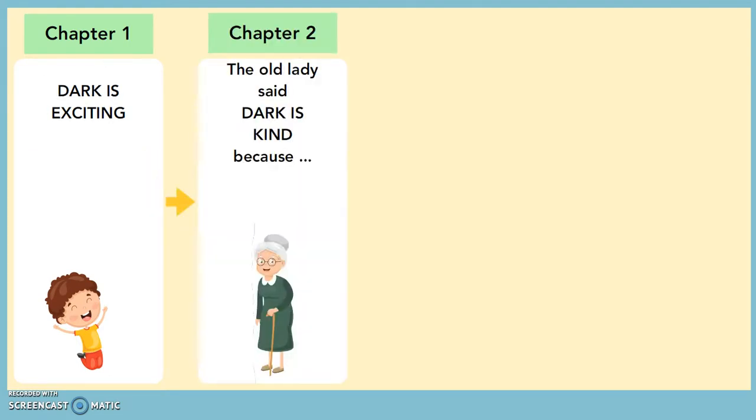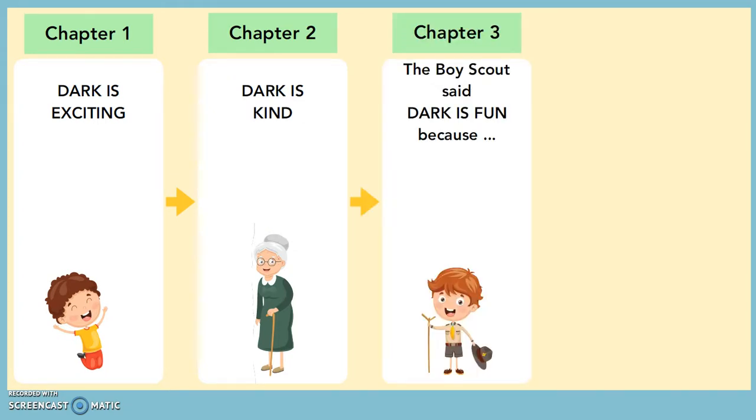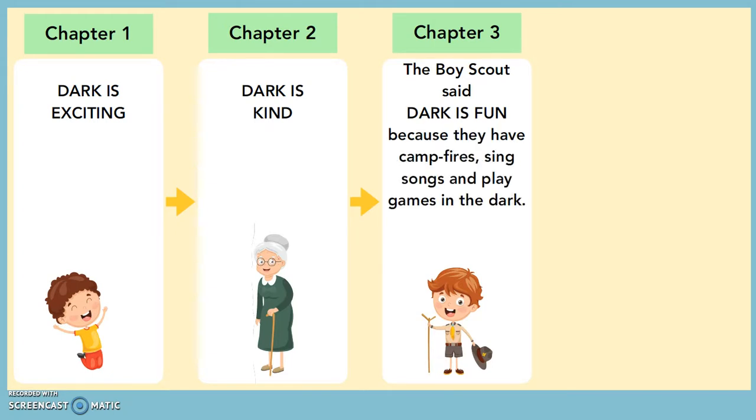So in chapter 1, the little boy said that dark is exciting, and his reason? Well, it was because he gets to watch fireworks and have a bonfire. In chapter 2, the old lady said dark is kind, and her reason for that? Well, because it hides her age and helps her remember good times. In chapter 3, the Boy Scout said dark is fun, and his reasoning was because they can have campfires, they can sing songs and play games in the dark.